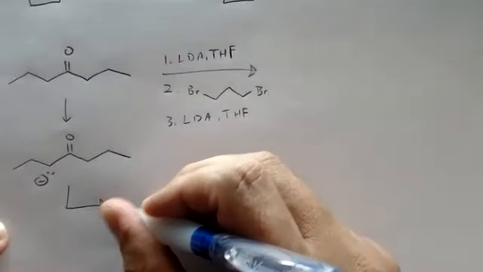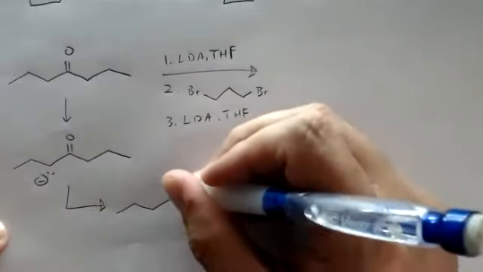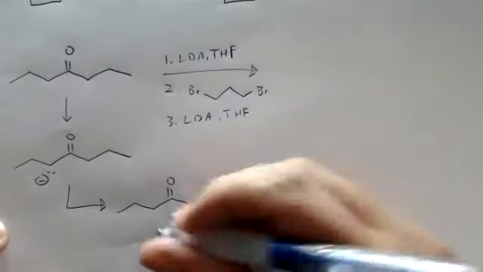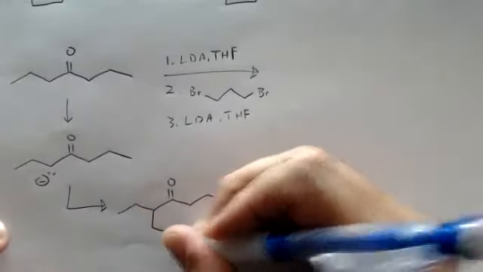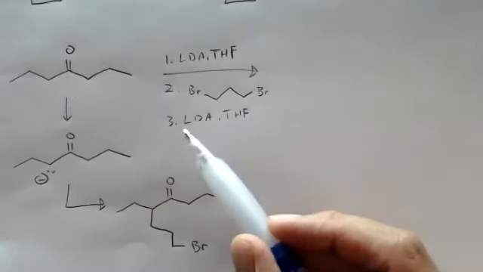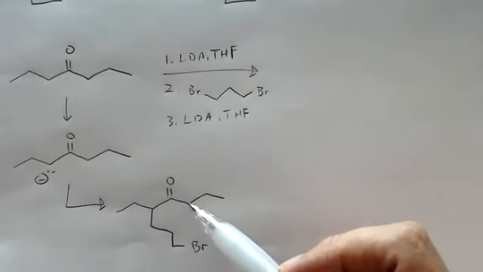Less substituted. Yep. So here we're going to get that 3 carbon fragment: 1, 2, 3, and then bromine. And then effectively what the other LDA is going to do is make an enolate here, and then they're going to connect from this carbon to this carbon.